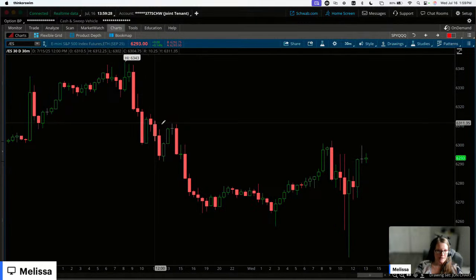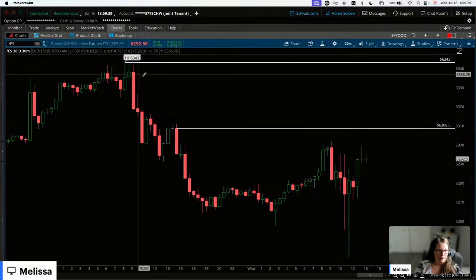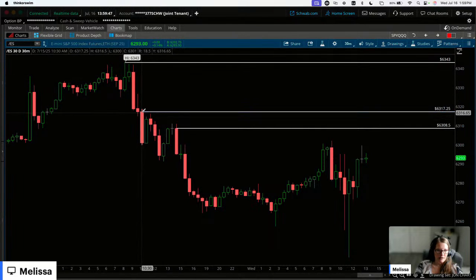See the imbalance, and imbalance. Okay. If you start the zone right here, and the end of the zone would be right there. That is your imbalance area. I really like this right in here, but I'm going to leave that 6308.50 on there as well.